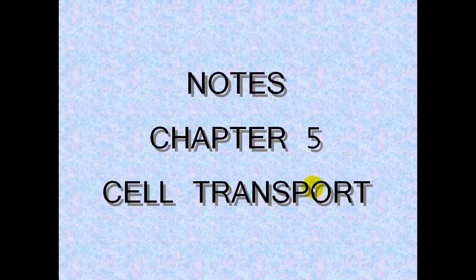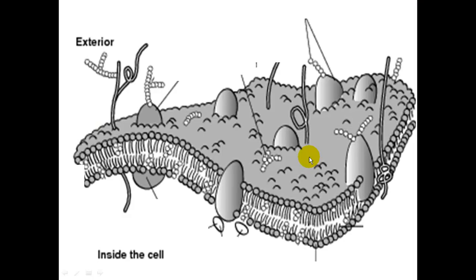Okay, this is the podcast for STEM Biology, Chapter 5, Cell Transport. A lot of this stuff we did cover in class. On your drawing, you should have labeled the polar heads. Each polar head has two non-polar tails that are hydrophobic. This whole thing makes up the phospholipid bilayer.